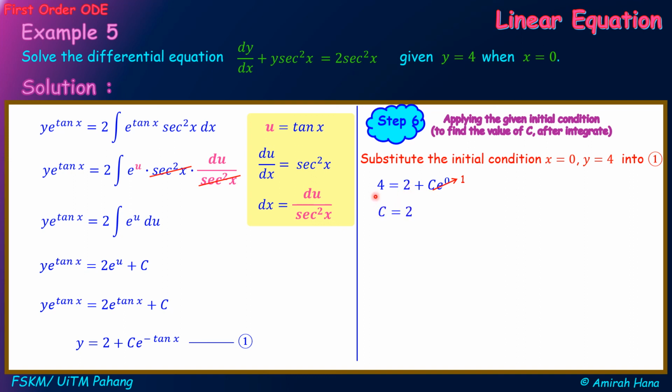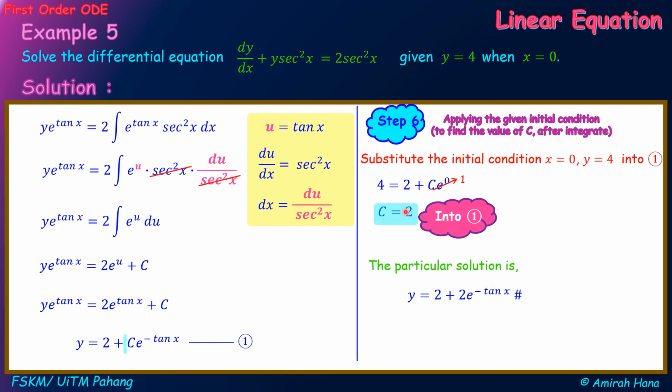We move 2 to the left hand side here. So we get c equals 2. Right? 4 minus 2 equals 2. Okay. After we find the value of c, we need to substitute back into equation 1. Okay. Into the general solution. So the particular solution is y equals 2 plus 2e to the power of negative tangent x. Okay, this is the final answer.